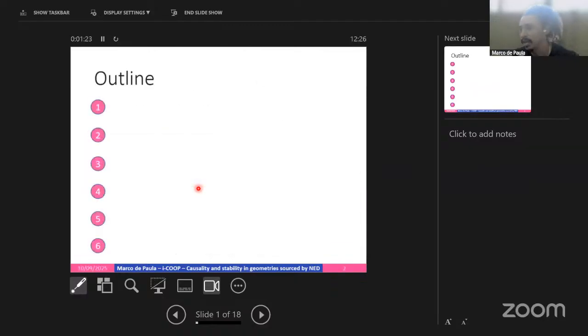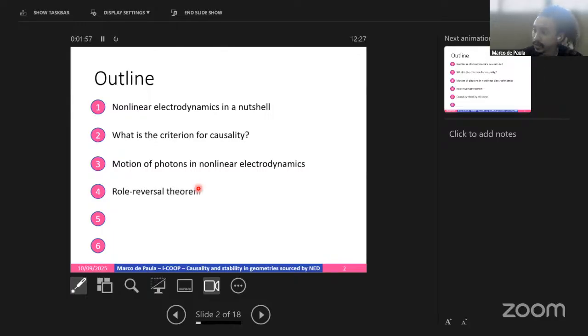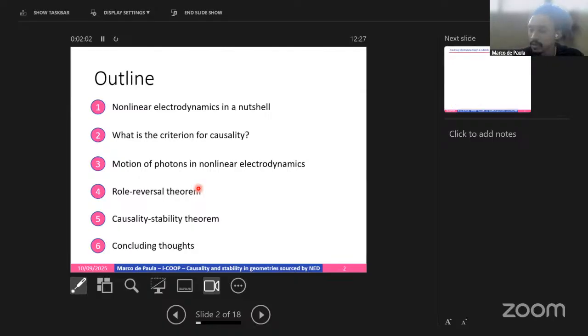I have organized my talk essentially in this way. We start with a brief introduction about nonlinear electrodynamics. I will discuss the main ideas of such a theory applied to black hole physics. Then we will discuss the criterion for causality, how we define causality in such spacetimes, but we will start firstly with linear electrodynamics. Then we will discuss the motion of photons in nonlinear electrodynamics. After that, two of the theorems that we have proved, the ray reversal theorem and the causality stability theorem. And finally, the concluding thoughts.